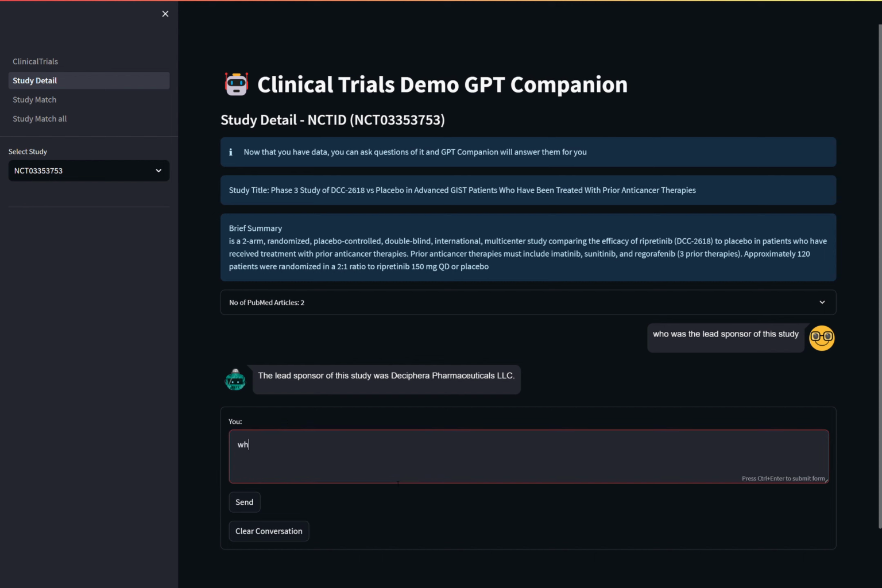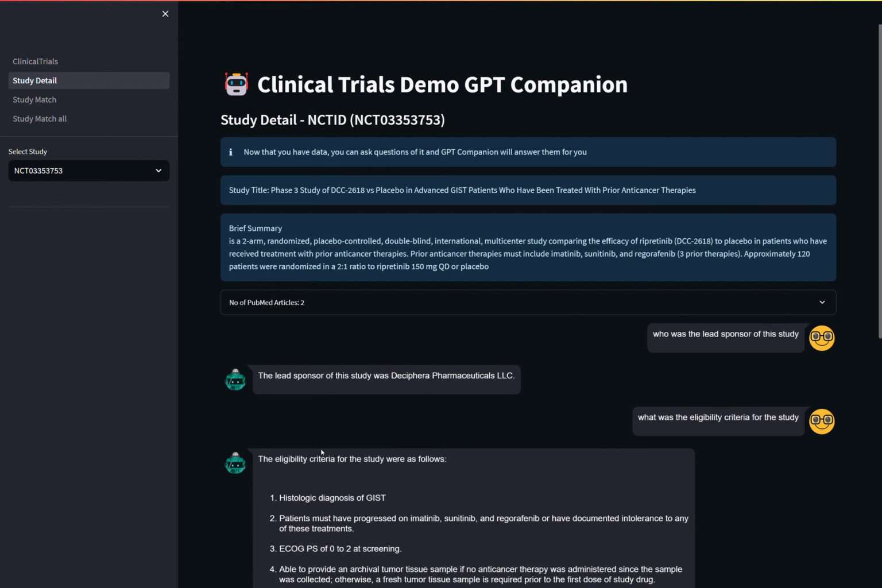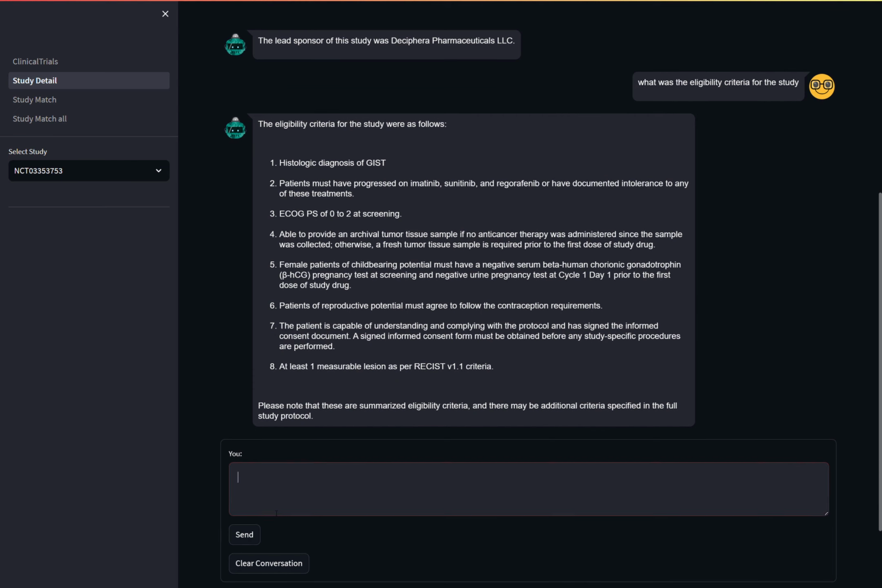We can ask it, what was the eligibility criteria for the study? So it's parsing through all the information that we provided it, and it says that this was the eligibility criteria for the study. You can also ask it some questions about the PubMed article. We can just try it. What is the summary of the PubMed articles?